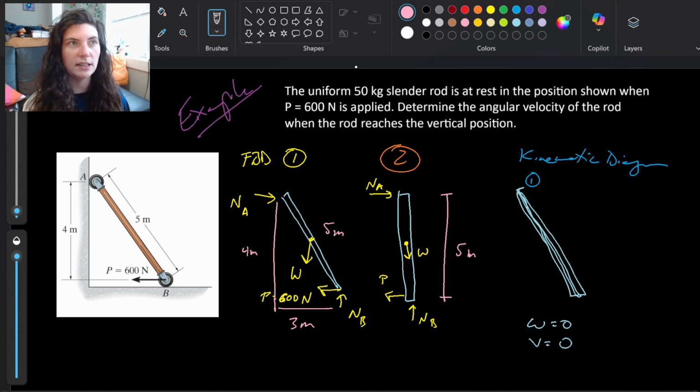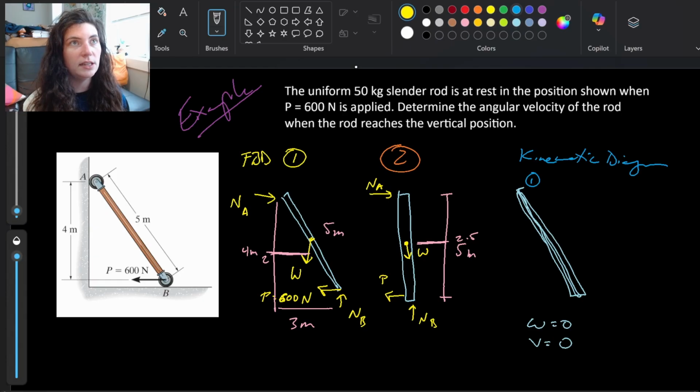Initially, our weight is acting halfway through this 4 meters, right? Now it's acting at a different position. Instead of acting at this 2 meter mark, it's acting at this 2.5 meter mark. Where the center of mass is has moved from where it was before. And A and B have also moved, right? All of the positions of those points have moved because this is a general plane motion problem.